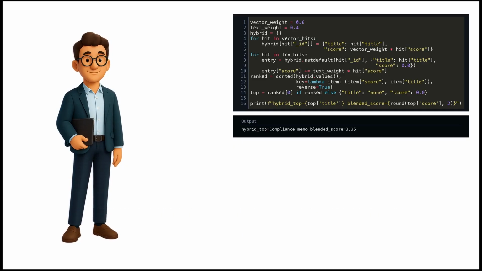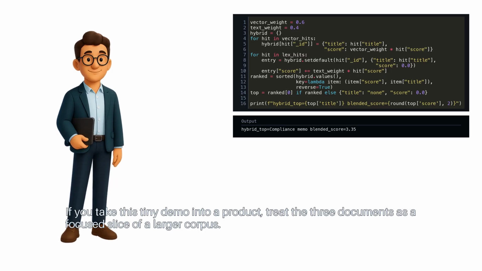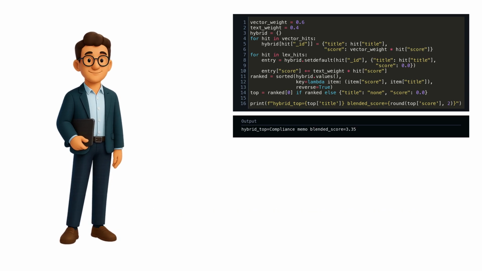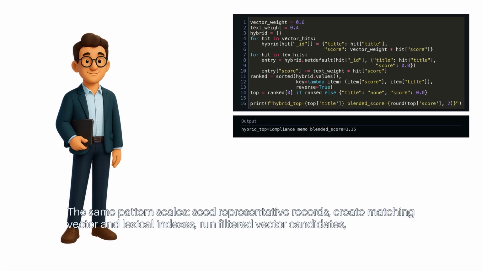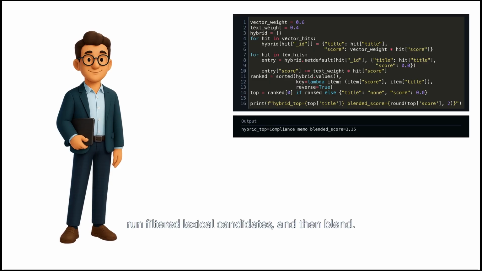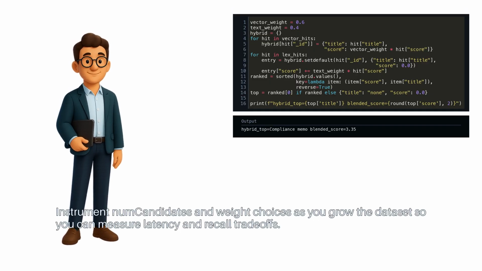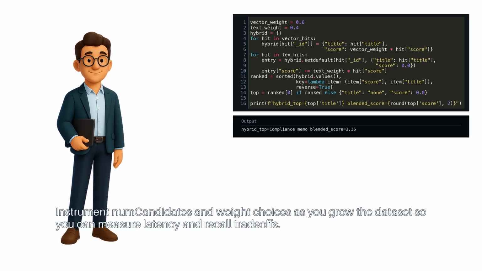If you take this tiny demo into a product, treat the 3 documents as a focused slice of a larger corpus. The same pattern scales. Seed representative records. Create matching vector and lexical indexes. Run filtered vector candidates. Run filtered lexical candidates, and then blend. Instrument numCandidates and weight choices as you grow the dataset so you can measure latency and recall trade-offs.